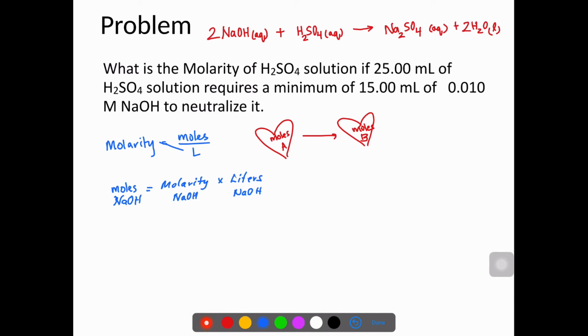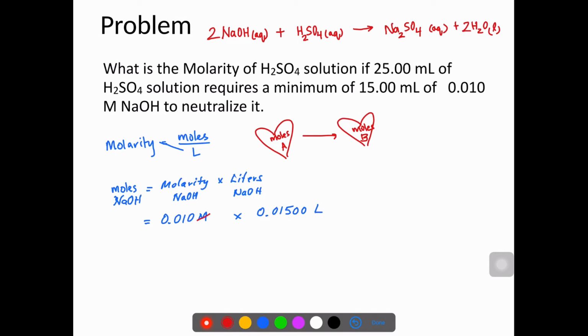So moles of sodium hydroxide will be molarity, which is 0.010 molar, times the volume in liters of sodium hydroxide. So 15 milliliters, so move the decimal 3 times to the left because you have a factor of 1,000 between milliliters and liters. So that's going to be 0.01500 liters.